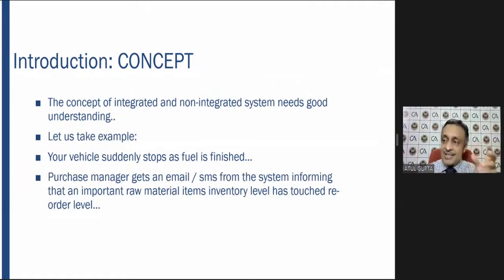Now, we all understand integrated and non-integrated systems. What is an integrated system? Where the components of the system are interlinked to each other, and one component's action triggers the other component. That is where they are working together. So in our example, B is an integrated system.